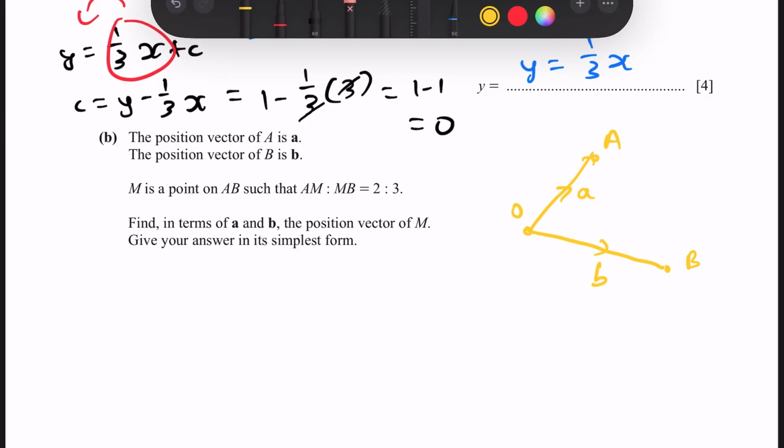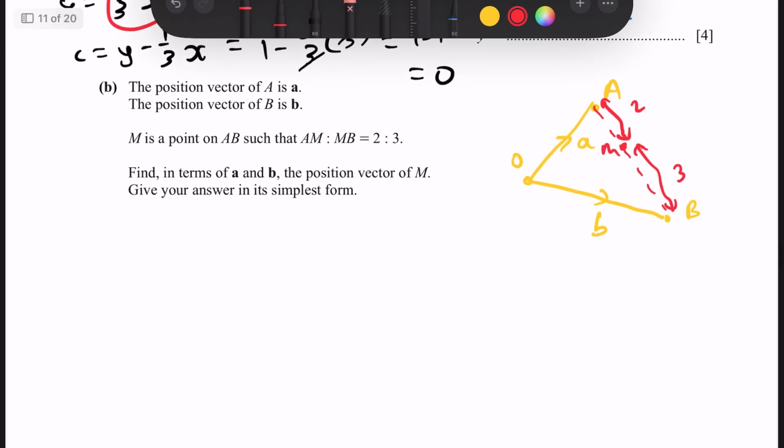Now M is on a point AB, so if we draw a line, imagine this AB. Let me first erase something, sorry. There we go. So M is on point AB such that AM to MB is equal to 2 is to 3, which means that we can imagine this as being 2 and this as being 3. This is the ratio of AM to MB. Now the question asks you to find, in terms of a and b, the position vector of M. So the position vector of M would be equal to OM.